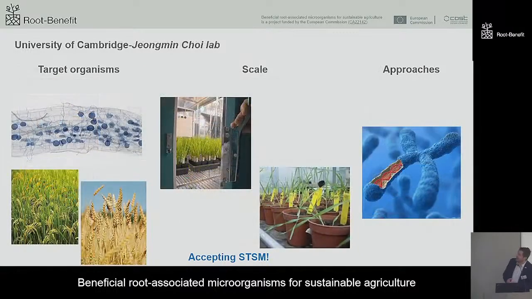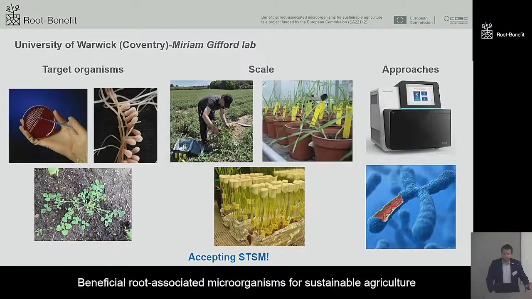In Cambridge, Jiong Ming's group is primarily interested in arbuscular mycorrhizal fungi. They work with cereals as well, mostly wheat and rice. Their type of work is more on the basic side of the interaction, so therefore it is climatic chamber and glasshouses. And they are interested in the genetics, in particular the genetics of the host, so how the plant regulates the symbiosis.